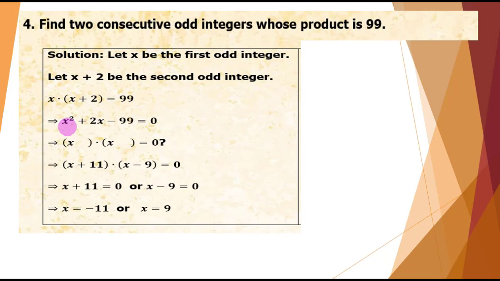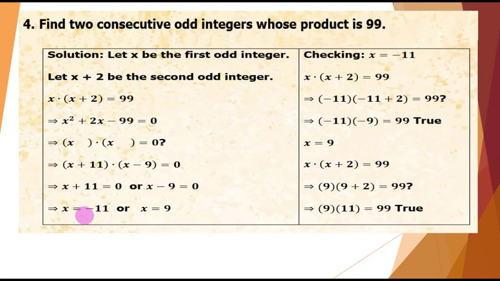We have here x squared, so x and x. Then we have negative 99. So what are the factors of negative 99? We can have here 11. So we have x plus 11, then x minus 9. So 11 minus 9 will give us positive 2 in the middle, coefficient positive 2. So we set this equal to 0 and we have linear factors, and eventually we have x equals negative 11 or x equals 9.